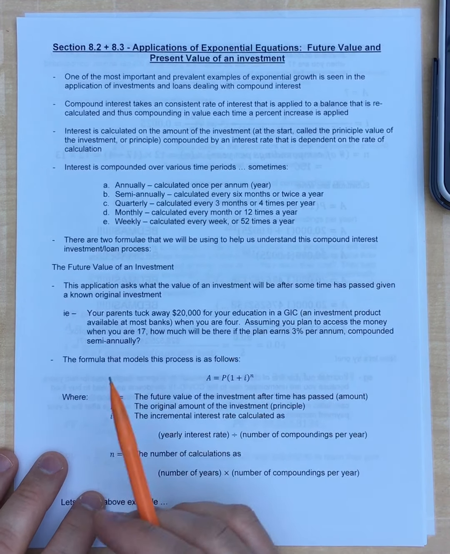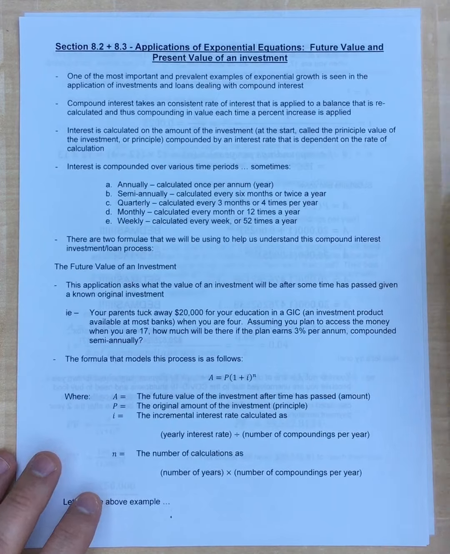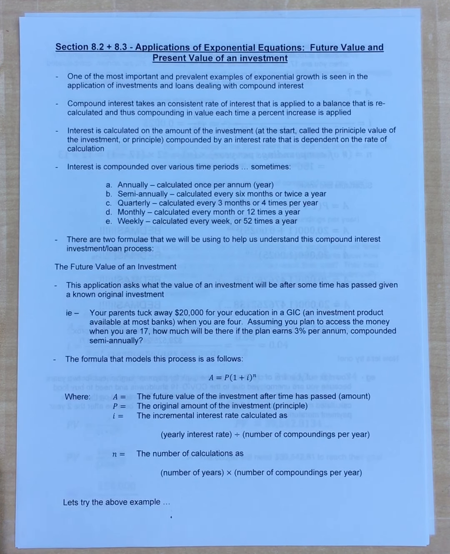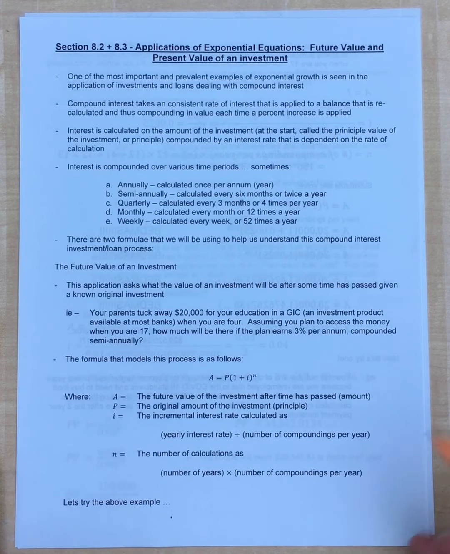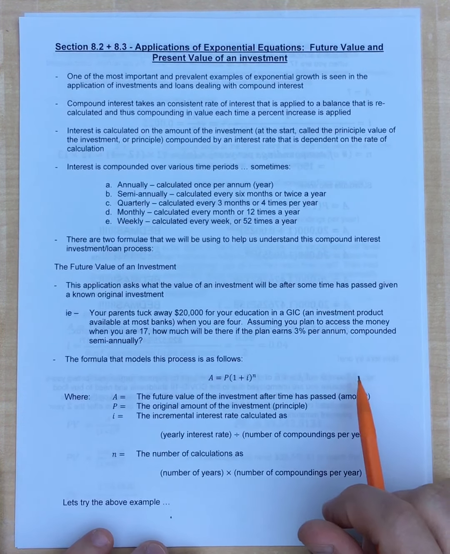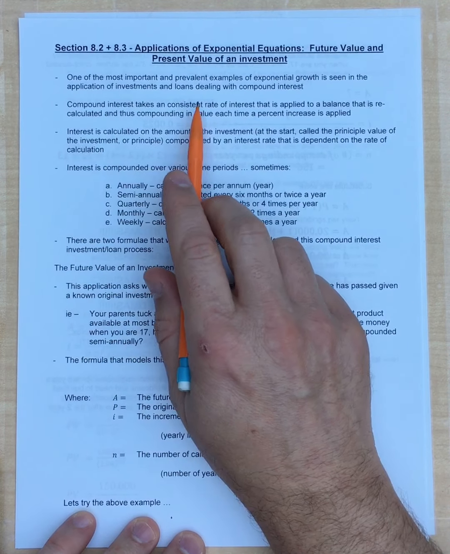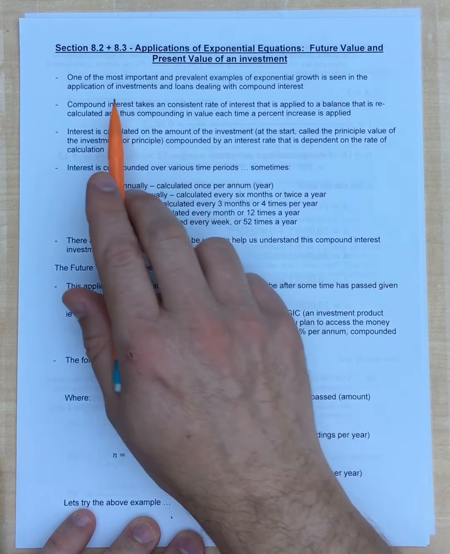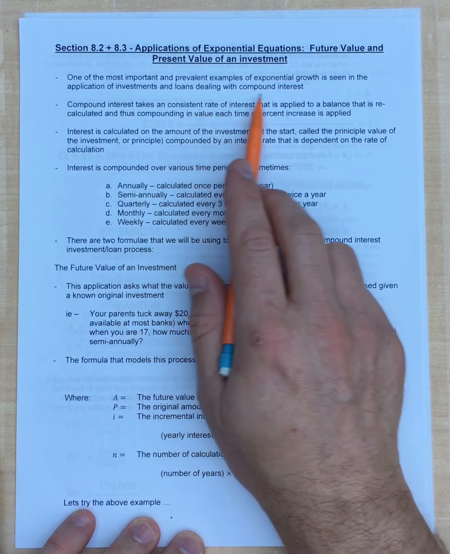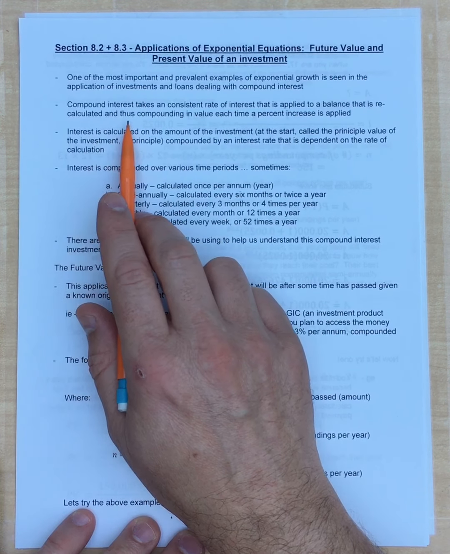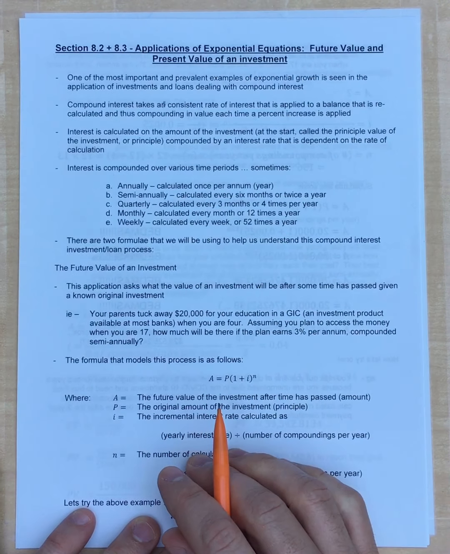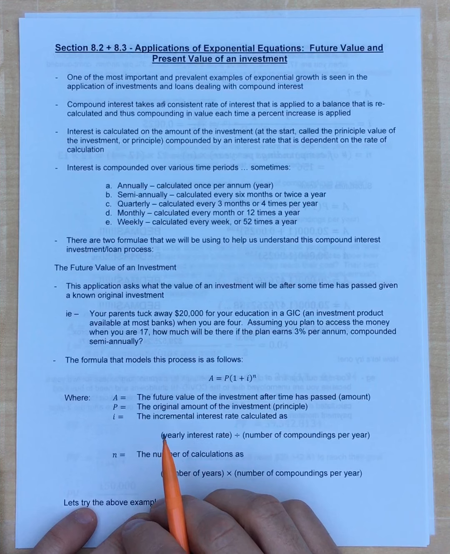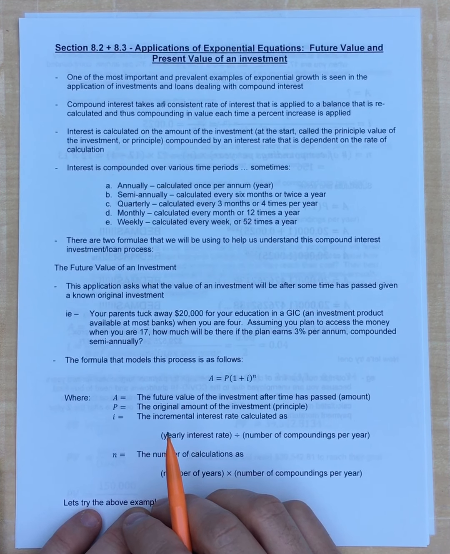What we're dealing with here is what's called the future value and present value of an investment, okay? And both of them deal with compound interest. Okay, so I'm just going to read these as we go along, and I'll elaborate as we go along, because this is a note that you could just read if you wanted to. One of the most important and prevalent examples of exponential growth is seen in the application of investments and loans dealing with compound interest. Compound interest takes a consistent rate of interest that is applied to a balance that is recalculated and thus compounding in value every time a percent increase is applied.